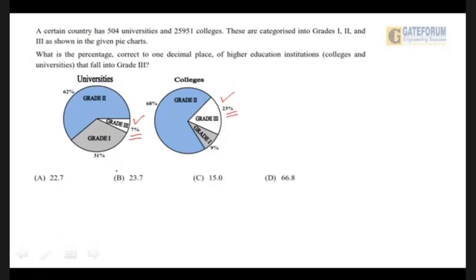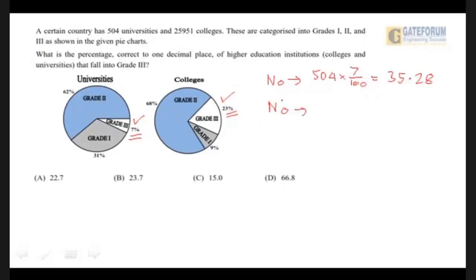This is universities. 7% of universities are in grade 3. So what is the number of such universities? 504 universities are there. So it must be 504 into 7 by 100, which basically would be 35.28. Now, you might be thinking, what is this university in decimal? I will say, let us not bother. We will be rectifying the decimals later. Keep the decimals here, or else further errors will crop up and the accuracy will decrease. Next, let us find out colleges. 23% of the colleges belong to grade 3, so let us find the number.